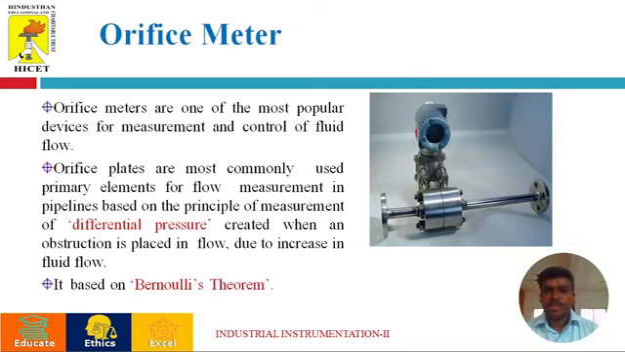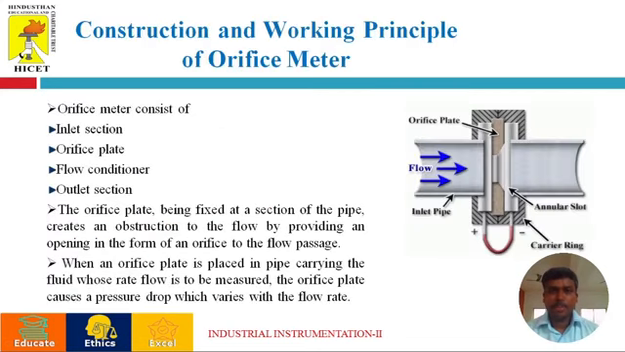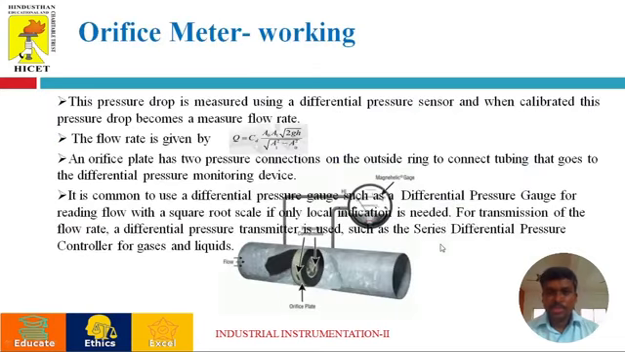The first one is the orifice meter. Orifice meters have become more popular in industries because they are easy to use and control. It consists of an orifice plate, sensor and transmitter. The orifice plate is used to create the pressure difference in the pipe based on the fluid flow, and it is based on Bernoulli's theorem, which relates the pressure difference with the flow rate. It consists of an inlet section, orifice plate, flow conditioner as well as outlet section. Of course, the orifice plate is mainly used to create the pressure difference in the pipe in order to measure the flow rate. And the pressure drop is sensed by the differential pressure sensor.